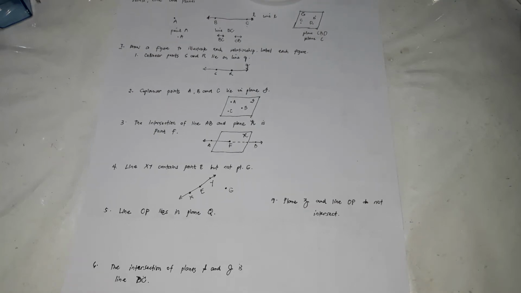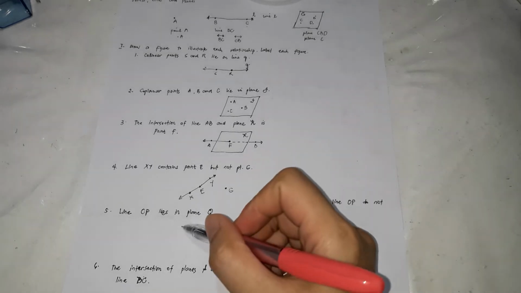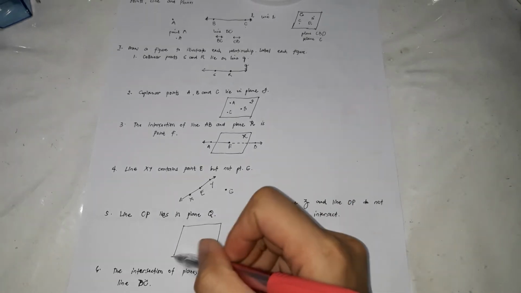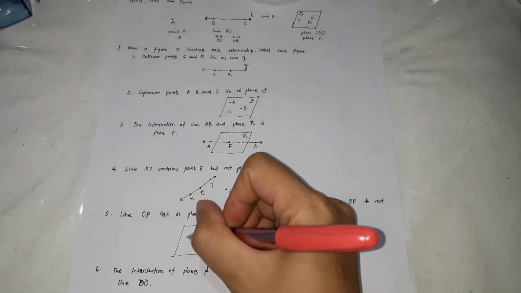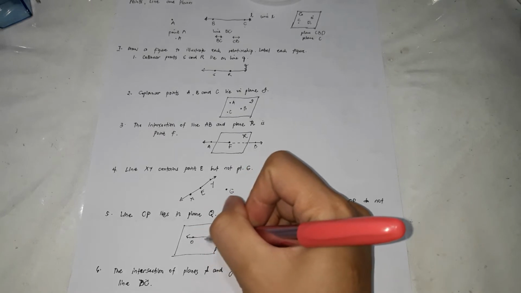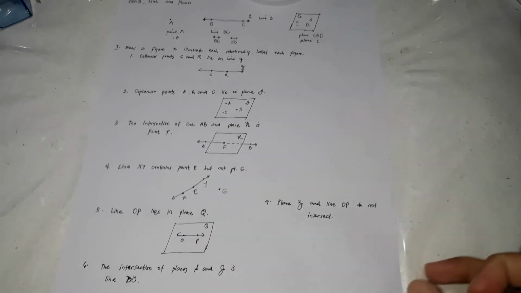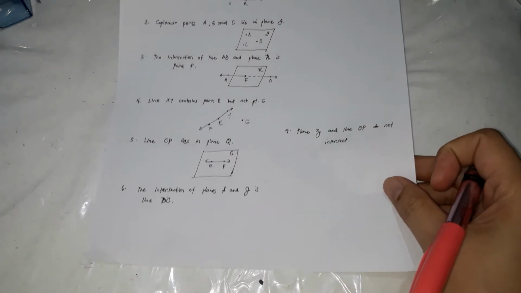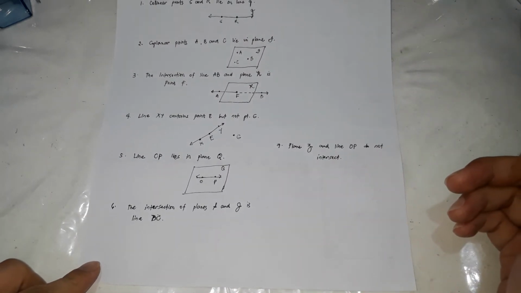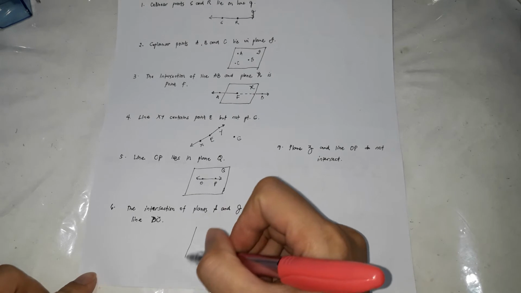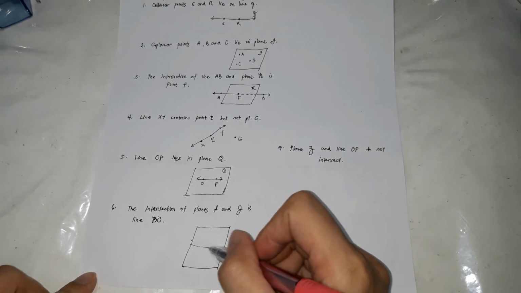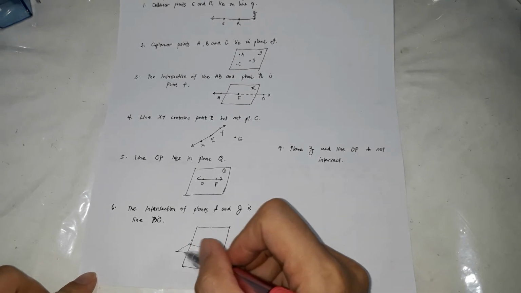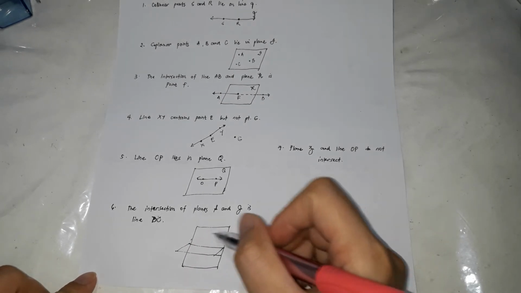Next, line OP lies in plane Q. Line OP lies in plane Q. It means you have plane Q, and line OP is inside it. Next, number 6: the intersection of planes S and J is line BC. So there is a plane. We're going to write this. Then there is another plane.